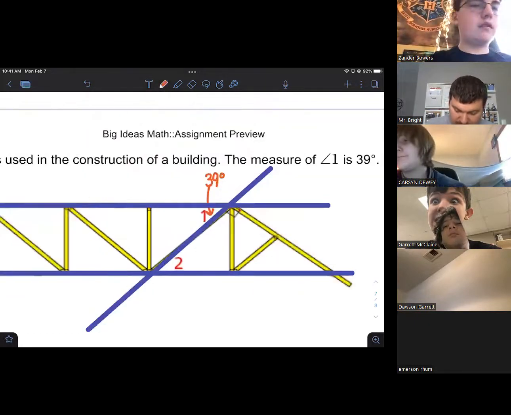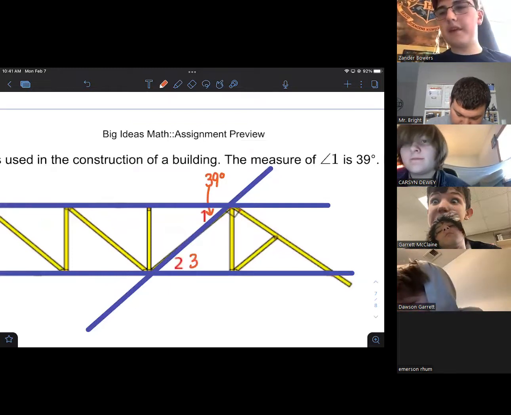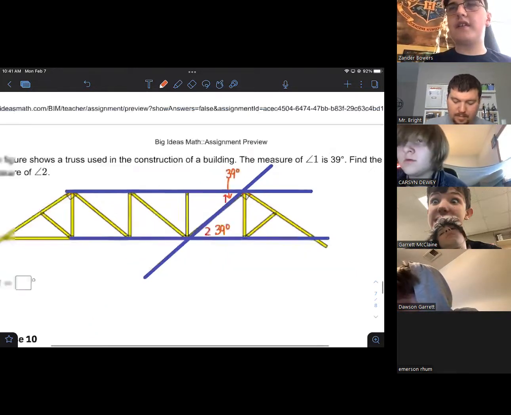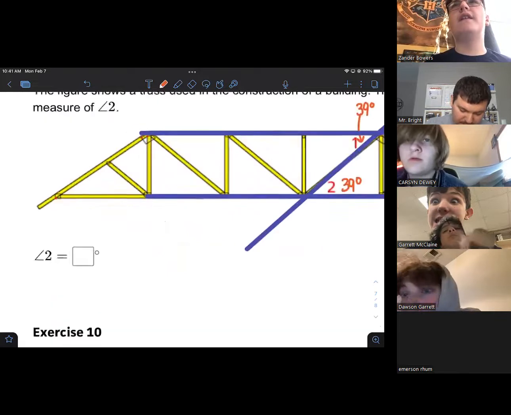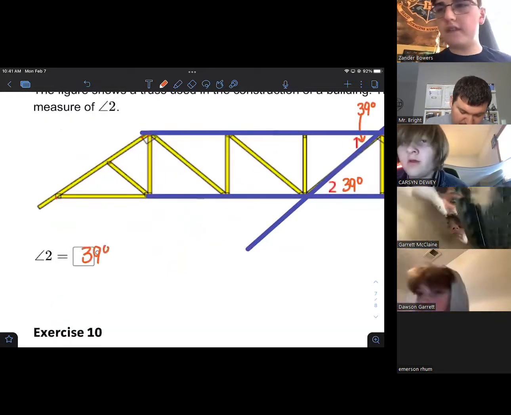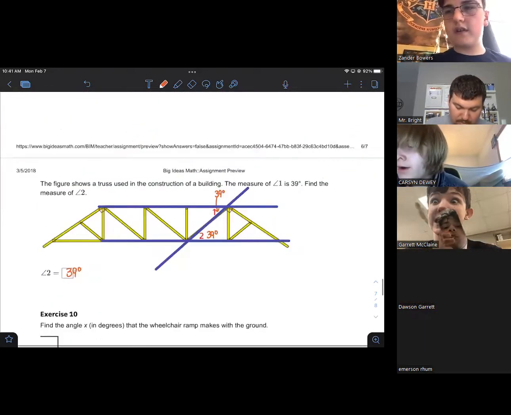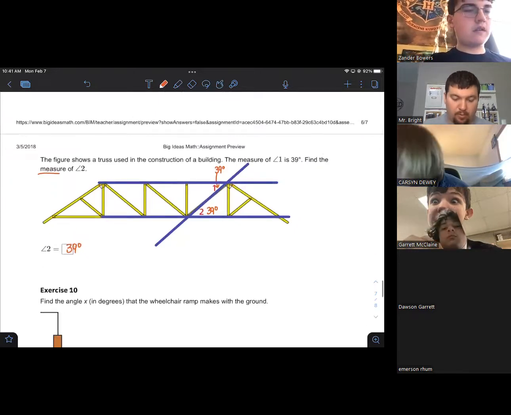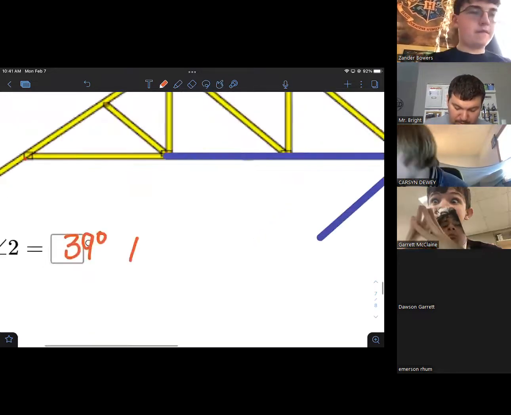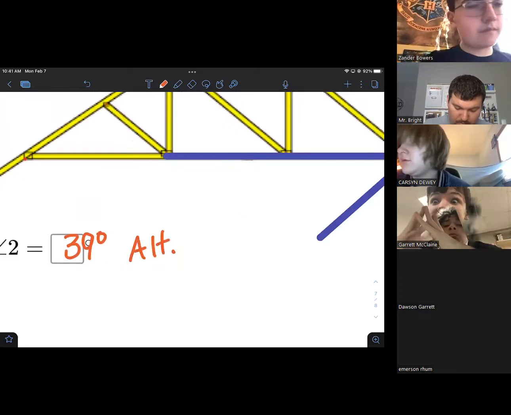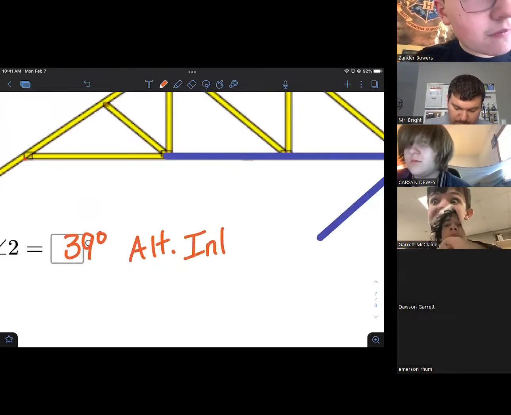And Xander, why is that? Because it's an alternate interior angle. That's right. Angle 2 is going to be 39 degrees. Notice it says find the measure, so I'm going to put a degree symbol when I'm writing this on my work paper. And you're right. Alternate interior angles are congruent to each other.